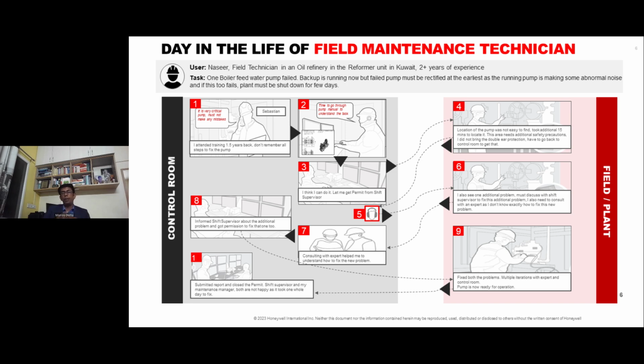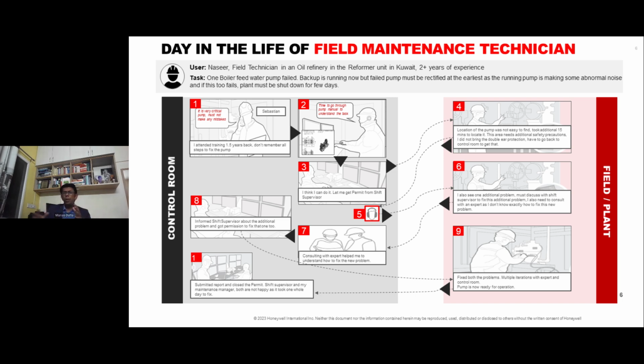And many times it happens that the problem reported by operations was just the symptom, and once they go to the field and inspect the equipment, the root cause is most of the time different from what was reported. And to fix that problem, they may have to come back to the control room again to get new tools, different tools, maybe a different set of documents, maintenance procedures, or sometimes they may have to talk to their experts to know how to fix it because they did not face this problem earlier. So they are new to that particular problem.